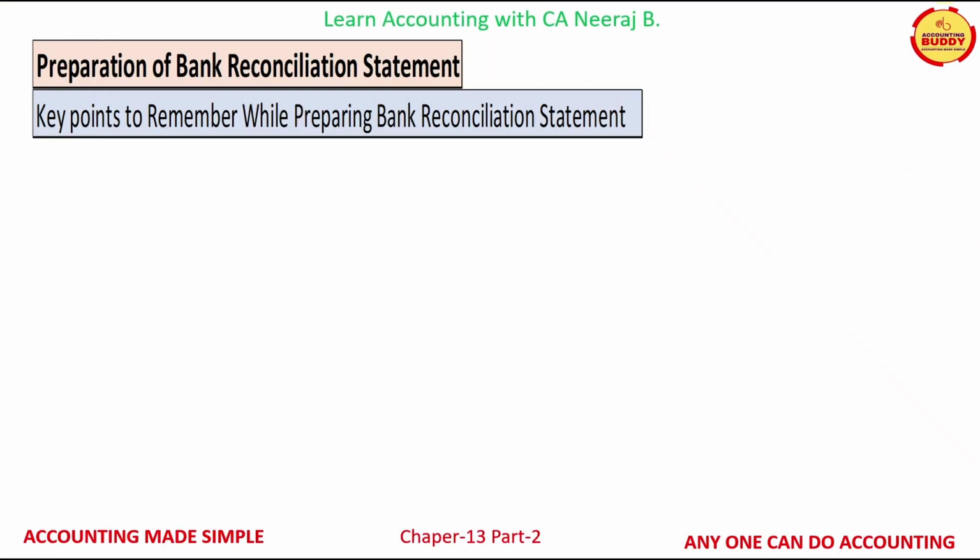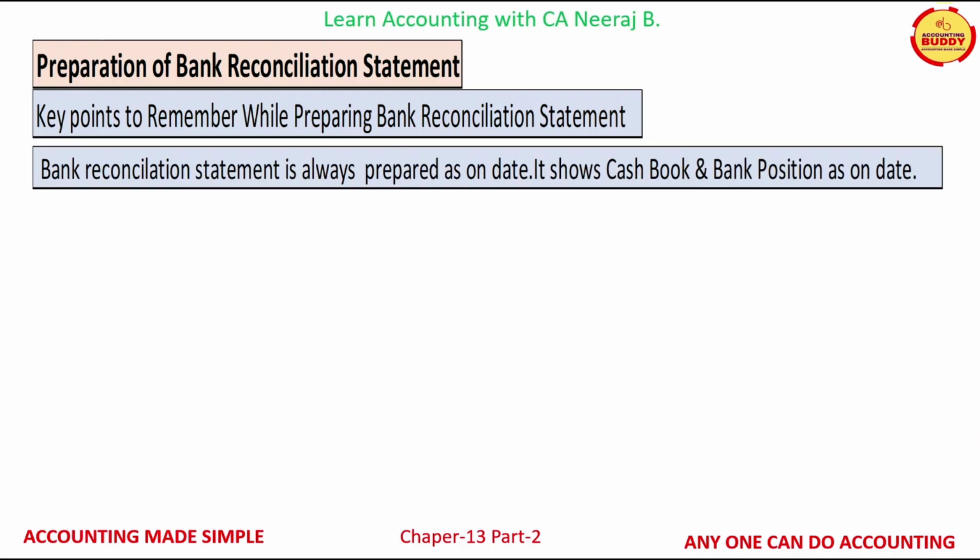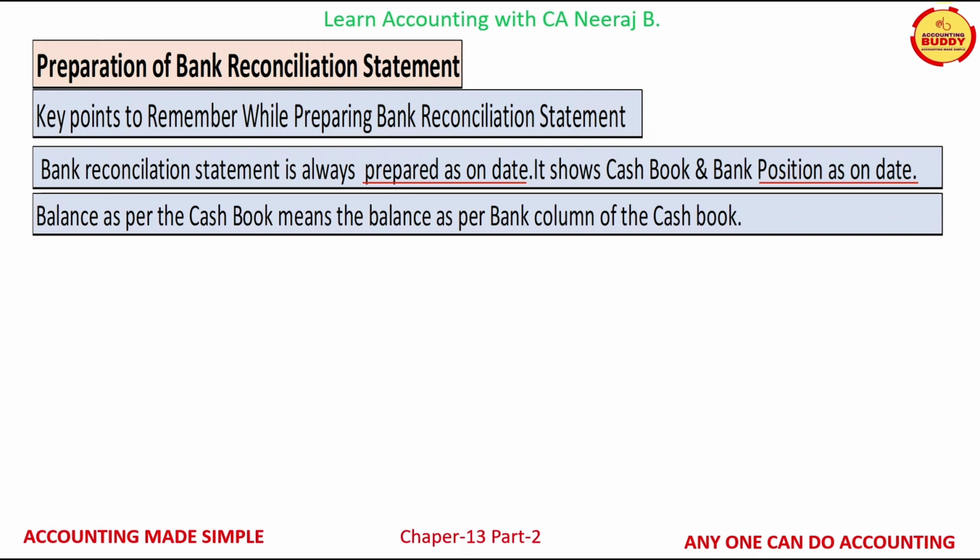Let us remember key points to be kept in mind while preparing the bank reconciliation statement. Bank reconciliation statement is always prepared as on date. It shows the cash book and the bank position as on date. Balance as per cash book means the balance as per bank column of the cash book.